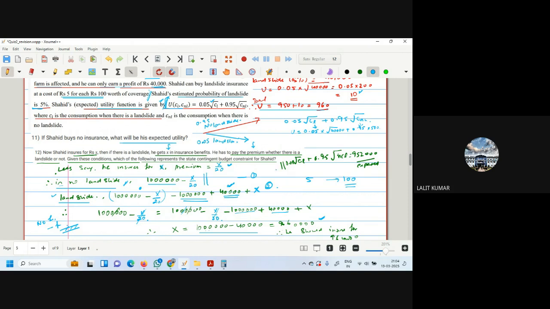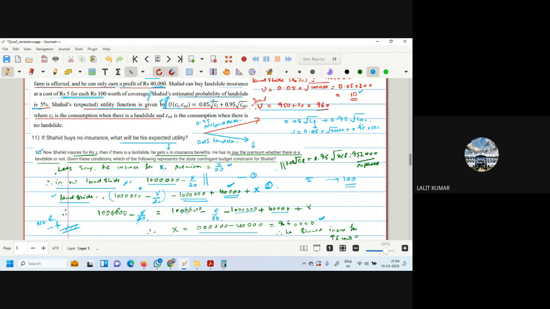Now, second question they say that if he insures, and they have given that Shahid can buy the insurance at a cost of rupees 5 for each rupees 100. So now they say that Shahid insures for rupees X, and if there is a landslide, he gets this amount X in insurance benefits.